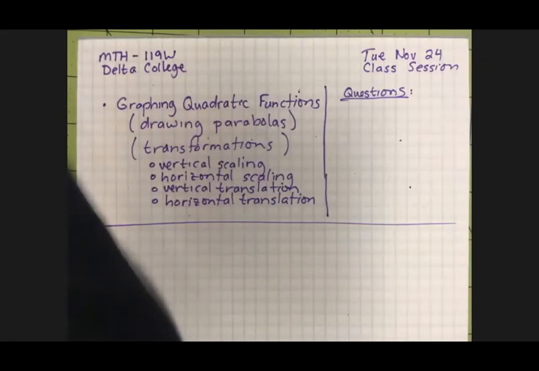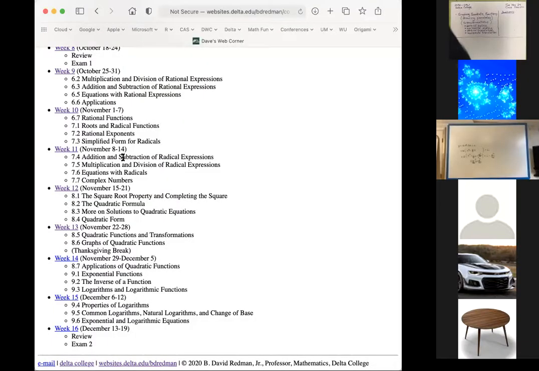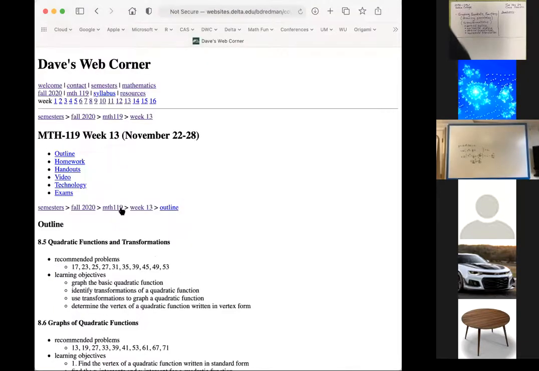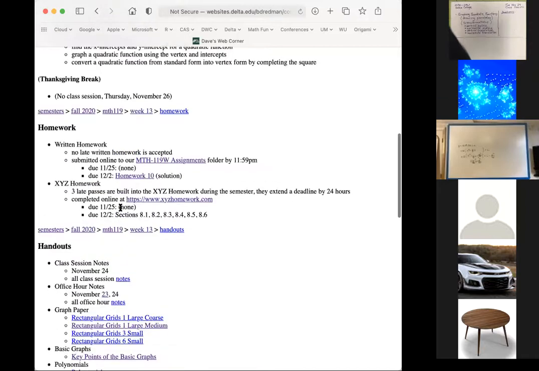Let me go back to that screen for a second. Just remember this. Under our homework, you ordinarily hand in problems every Wednesday. That's our schedule, right? But this Wednesday, being the holiday break, I did not set any homework to be handed in on this Wednesday. So right now you're working on homework 10, but you're going to submit it next Wednesday. And the same with these sections from the XYZ homework.